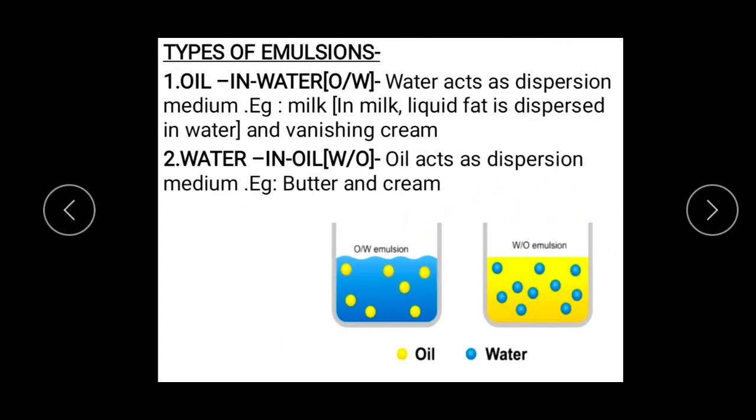Now we move on to the types of emulsions. First is oil in water type, where water acts as dispersion medium and oil is disperse phase. Example, milk, in which liquid fat is dispersed in water, and vanishing cream, which leaves no visible traces when rubbed on skin. Second type is water in oil type, where oil acts as dispersion medium and water is the disperse phase. Example, butter and cream.